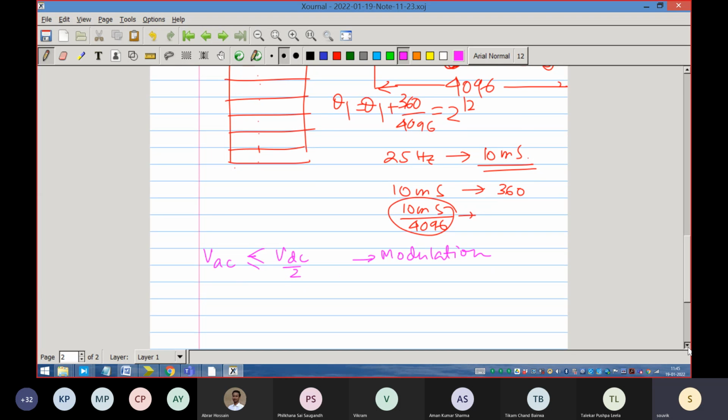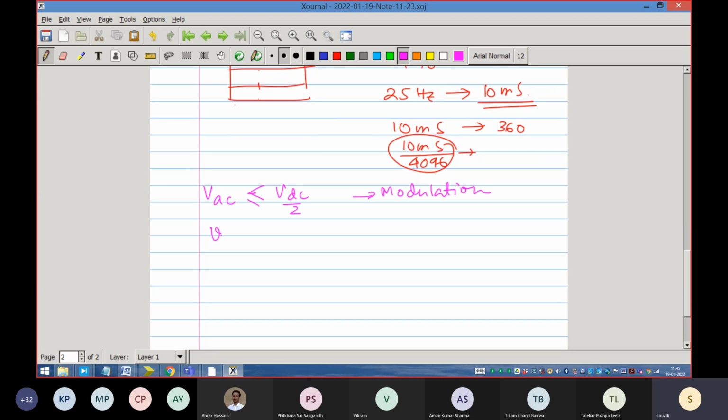Here, this is VAC, the peak of the sine wave. The actual waveform is VAC equal to capital VAC sine of omega t, right? So beyond that, it is over modulation. That means if your VAC is greater than VDC by 2, you are entering the over modulation zone.